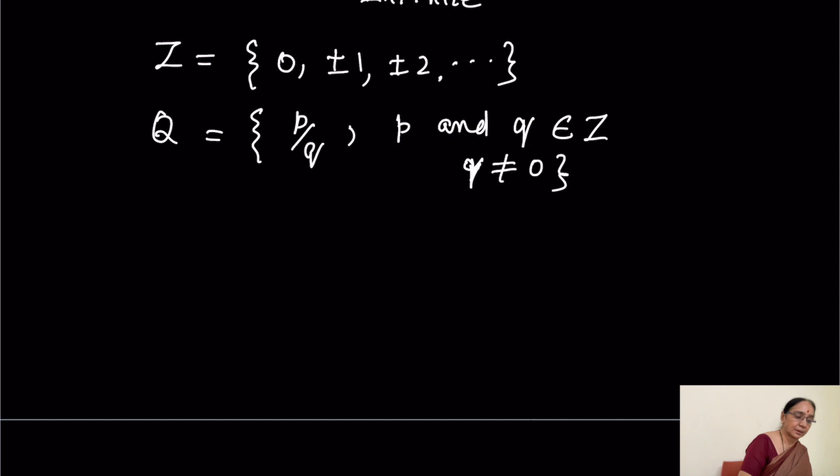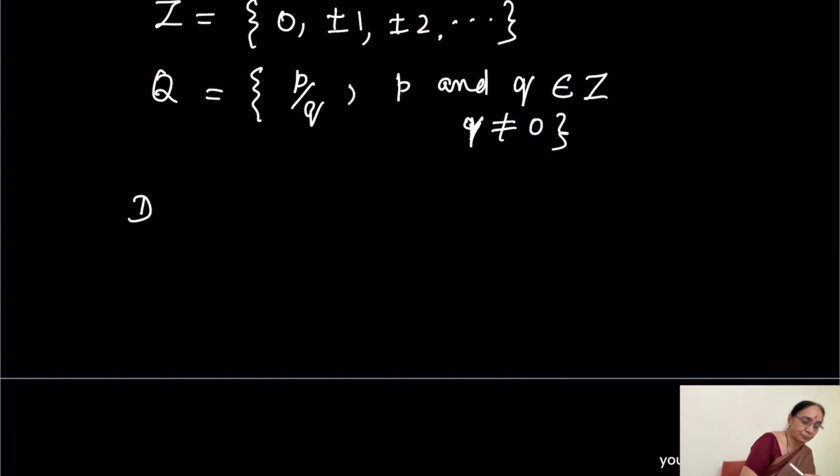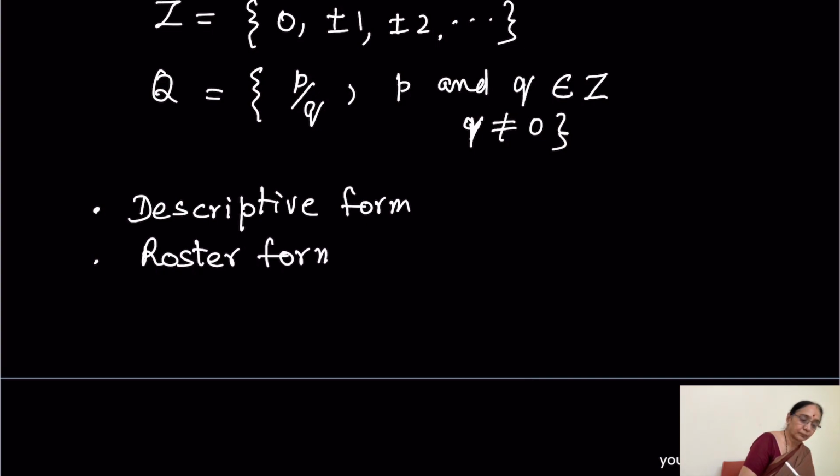Now how can we define sets? There are three ways by which you can represent a set. One is you describe it. That is, you just explain the set in words. That is descriptive form. So this is one way of representing a set. Two, roster form. And the next one is called the set builder form.